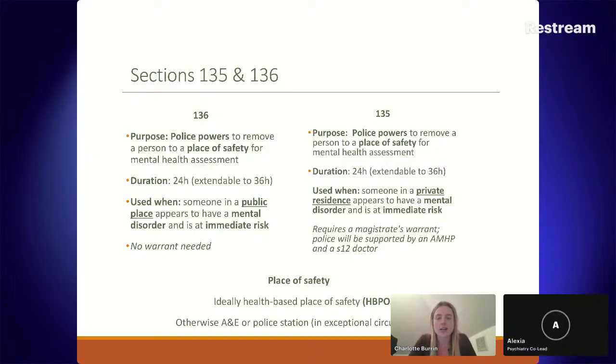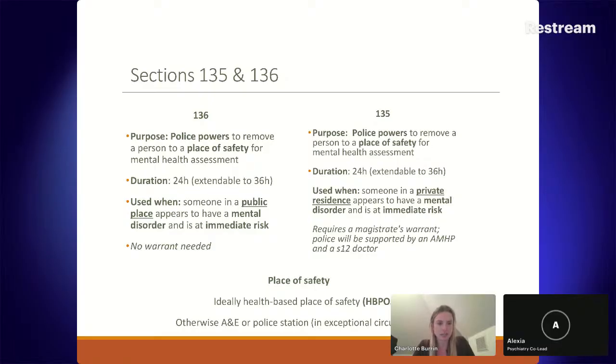135 and 136. I'll start with 136 because that's much more commonly seen. Both of these are police powers. So Section 136 gives the police the power to remove somebody from a public place to a place of safety for a mental health assessment. So the police might see somebody in public that they believe is suffering from a mental disorder and they believe to be putting themselves or other people at risk. They would then have to take that person to a place of safety. This lasts for 24 hours, and this allows, again, time for a mental health act assessment to take place.